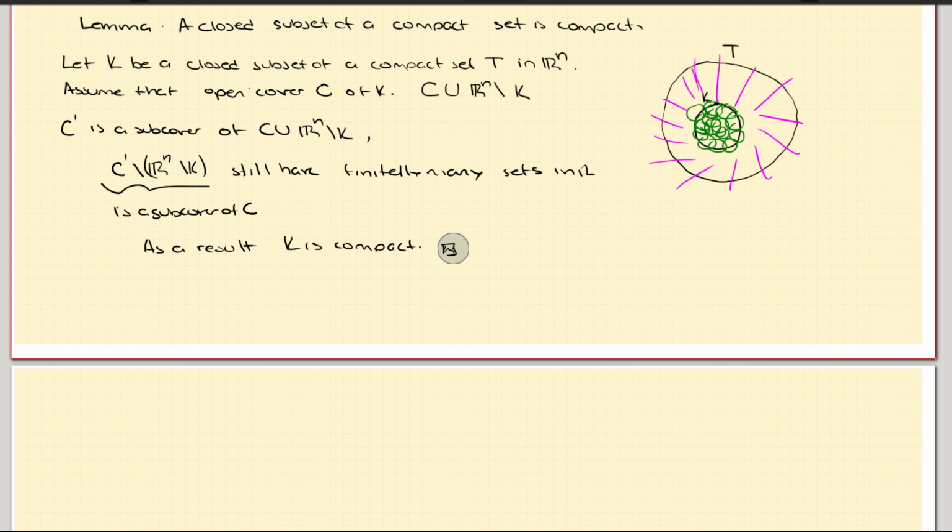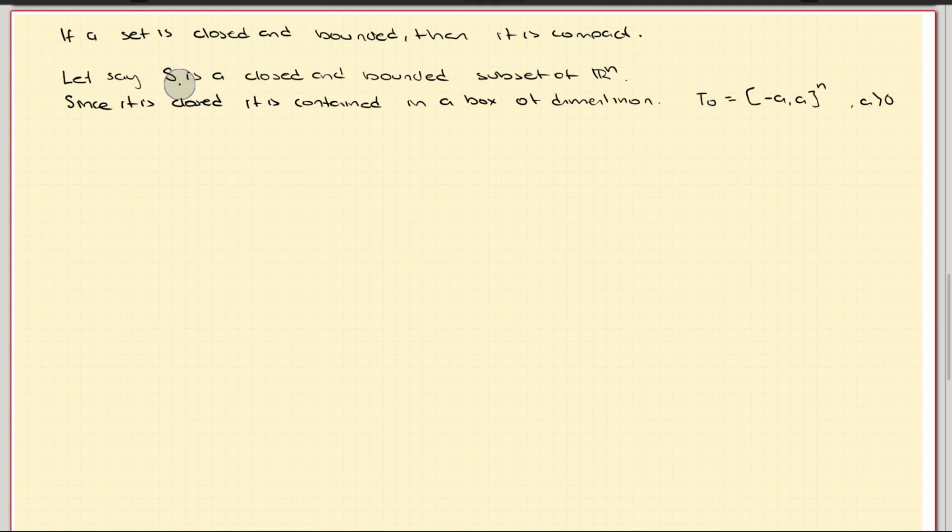Now we are ready to prove the second part. So let's say that S is a closed and bounded subset of Rn, and since it's bounded, we can find a box, we call this T0, that contains this bounded set, right? For example, in one dimension, the box is just a closed interval. In two dimensions, we just take the cross product of the closed intervals from minus a to a.